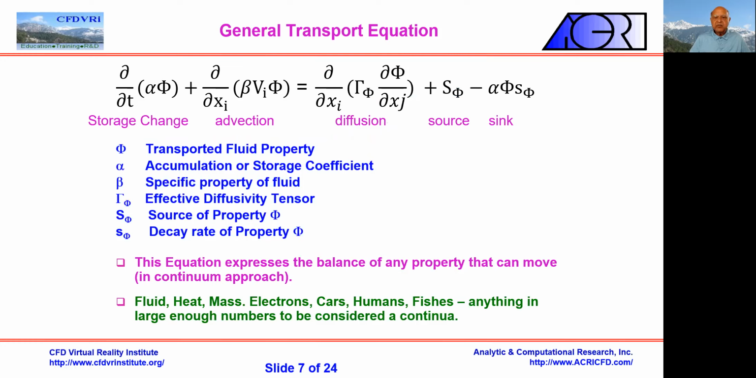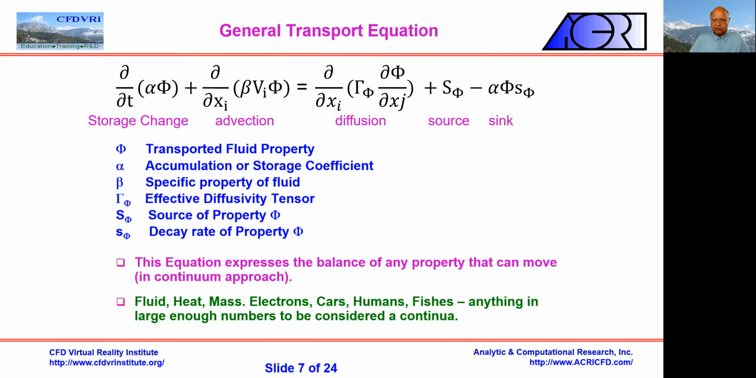So if we combine all these terms and write in the index notation, we get the general transport equation that determines movement of any property. This is d phi by dt, storage change, accumulation, advection or convection, diffusion, and source and sink. So this equation expresses the balance of any property that can move as long as we can assume a continuum approach.